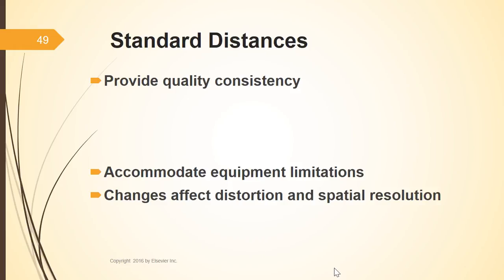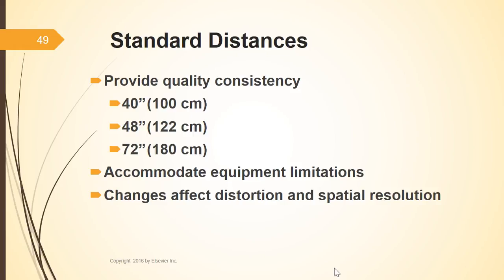Your standard distances used in radiography are there to provide consistency in radiographic quality. Most diagnostic radiography is performed at either 40, 48, or 72 inches. Now, some equipment has both, but some may actually say this, so you need to know these numbers also. 40 inches is equal to 100 centimeters. 48 is 122, 72 is 180. Now the 48 is not used as often as the 40 and 72, but know what those equivalents are in your other SI units.